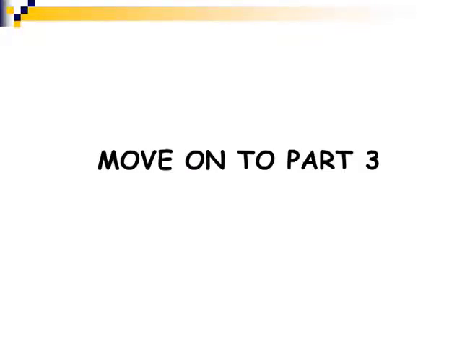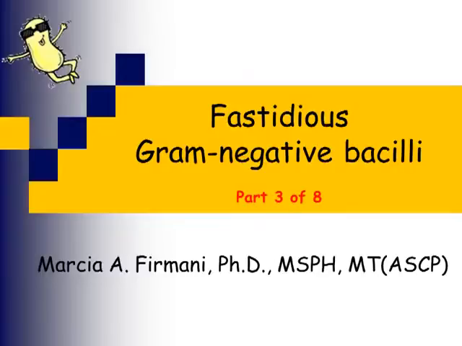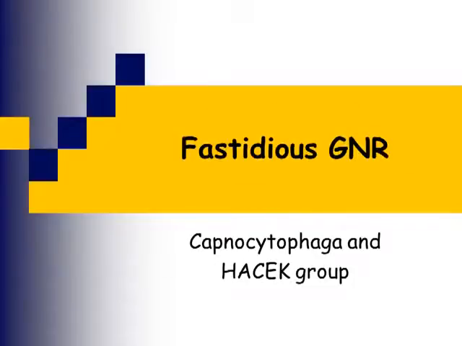So we're going to now move on to the third section of the fastidious gram-negative rod lecture. We're now in part 3 of our fastidious gram-negative bacilli lecture, and in this lecture, we're going to talk about the organisms Capnocytophaga, as well as those in the HACEK group.